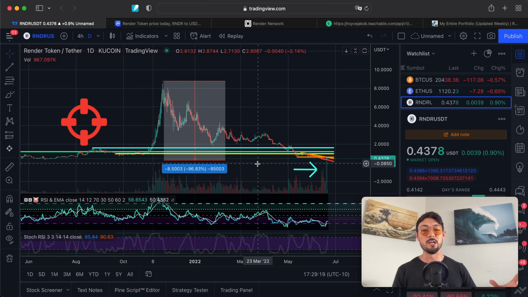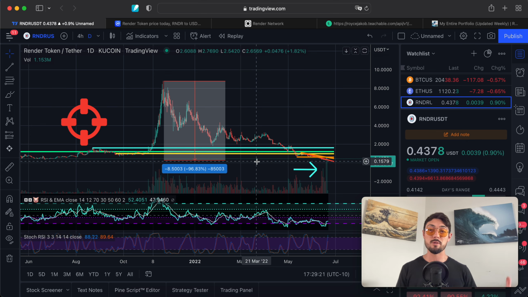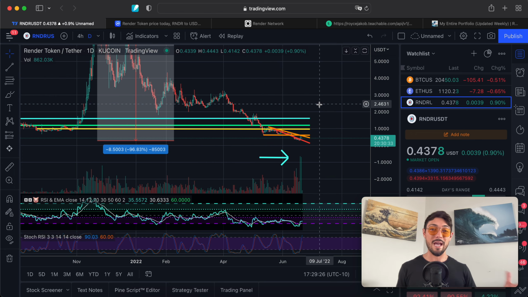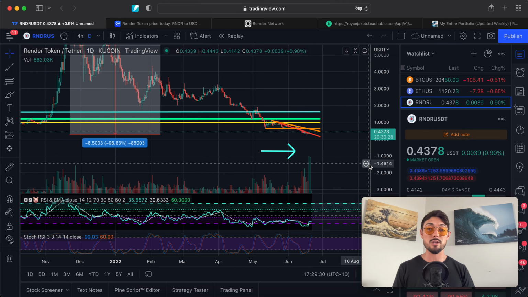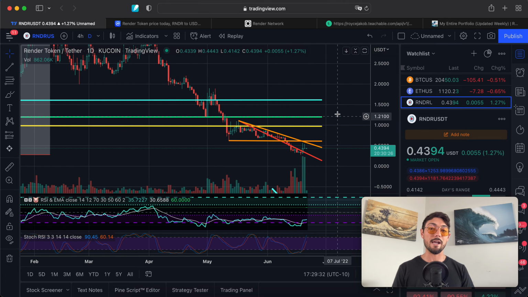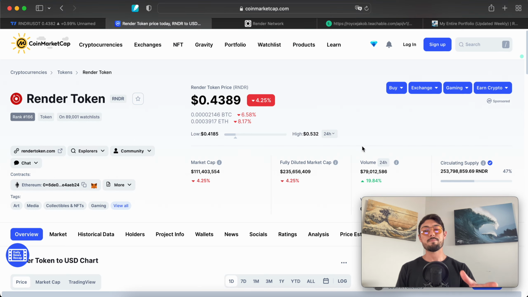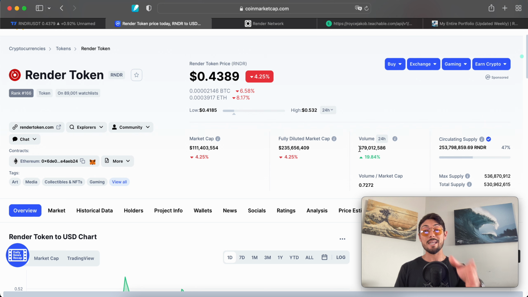Again, the main thing here is Render has seen a correction of 97%, which is very, very rare even for bad altcoin projects. So this is crazy, and considering Render is seeing this and it's an amazing project with a great team behind it is staggering, and it just makes me that much more bullish on Render in the long term.